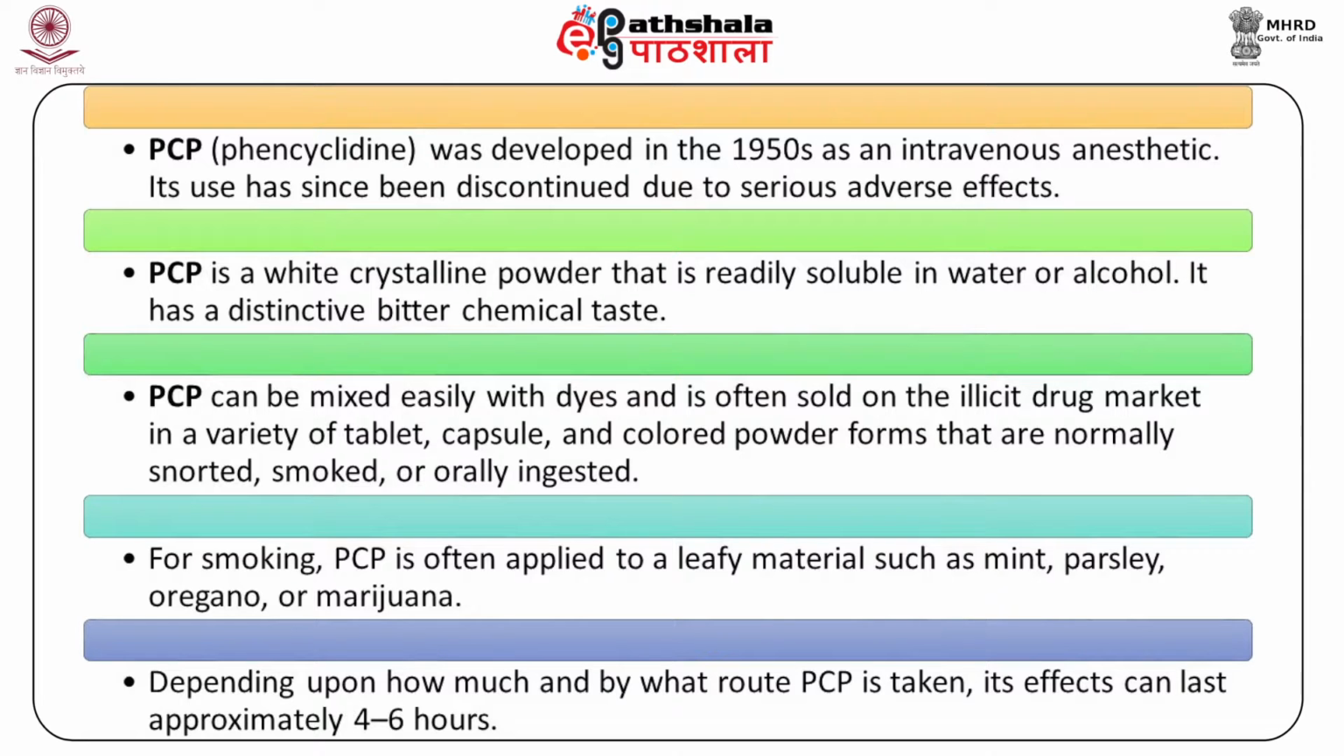For smoking, PCP is often applied to a leafy material such as mint, parsley, oregano, or marijuana. Depending upon how much and by what route PCP is taken, its effects can last approximately 4 to 6 hours. PCP is a dissociative drug formerly used as an anesthetic agent exhibiting hallucinogenic and neurotoxic effects. It is commonly known as angel dust, but it is also known as wet, sherm, Sherman Hemsley, rocket fuel, Ashy Larry, Sherman's tank, Walk Hawk, Hogan, Ozone, Hannah, Hog, Manitoba, Schlimbo, and embalming fluid among other names.